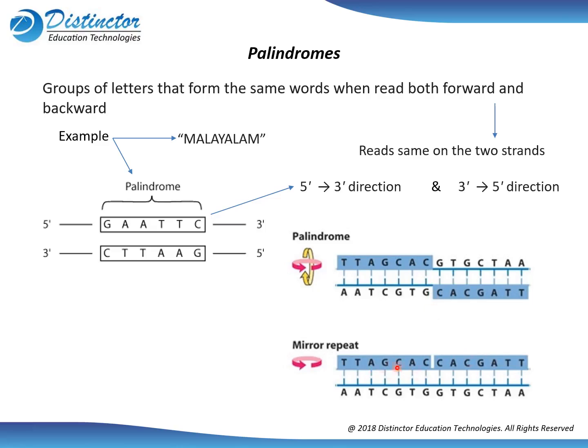When it is in the same strand, it is called a mirror repeat. When it is in two different strands, only then is it called a palindromic sequence. When they recognize this palindromic sequence, they cut the DNA strand.